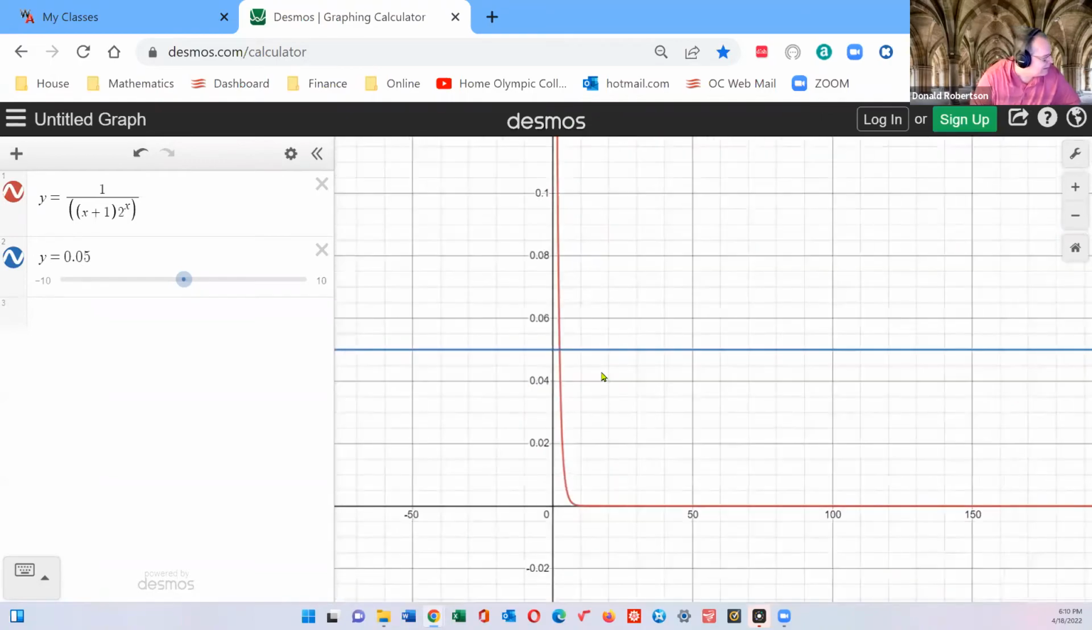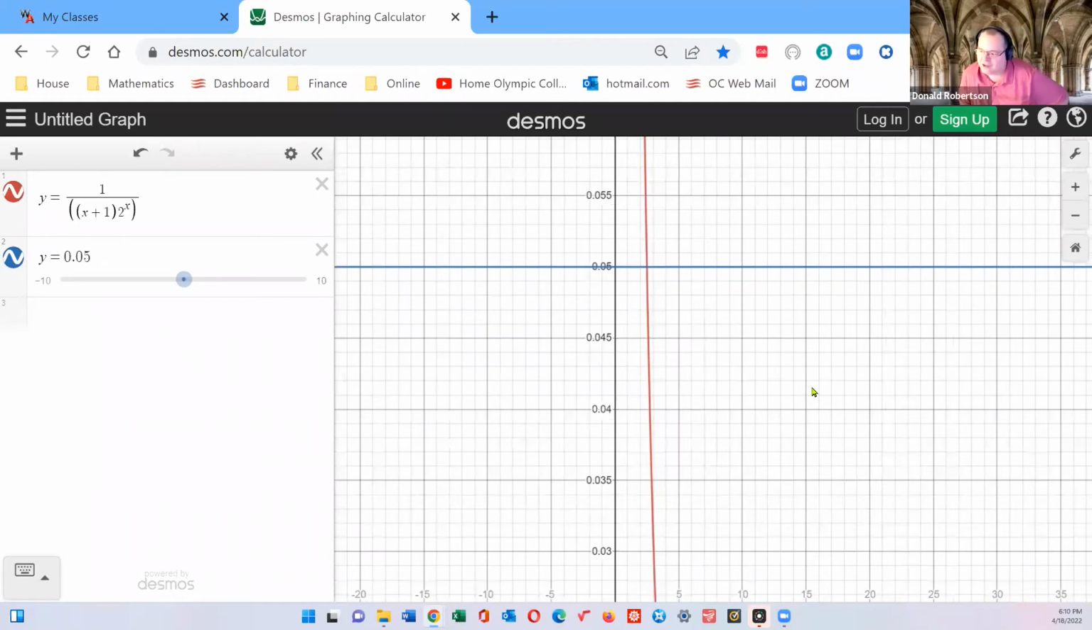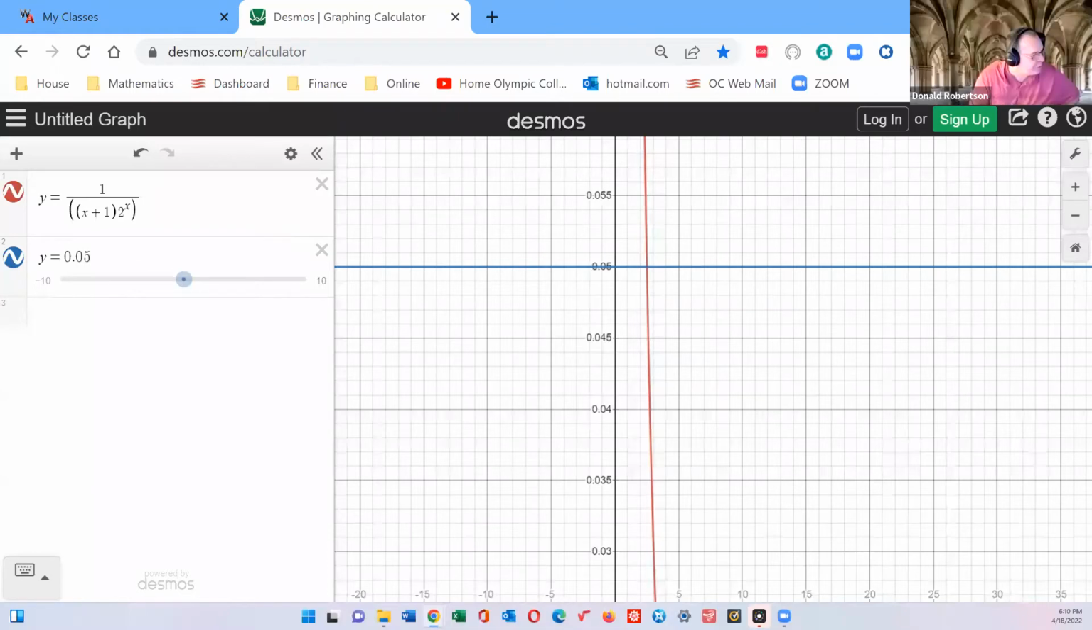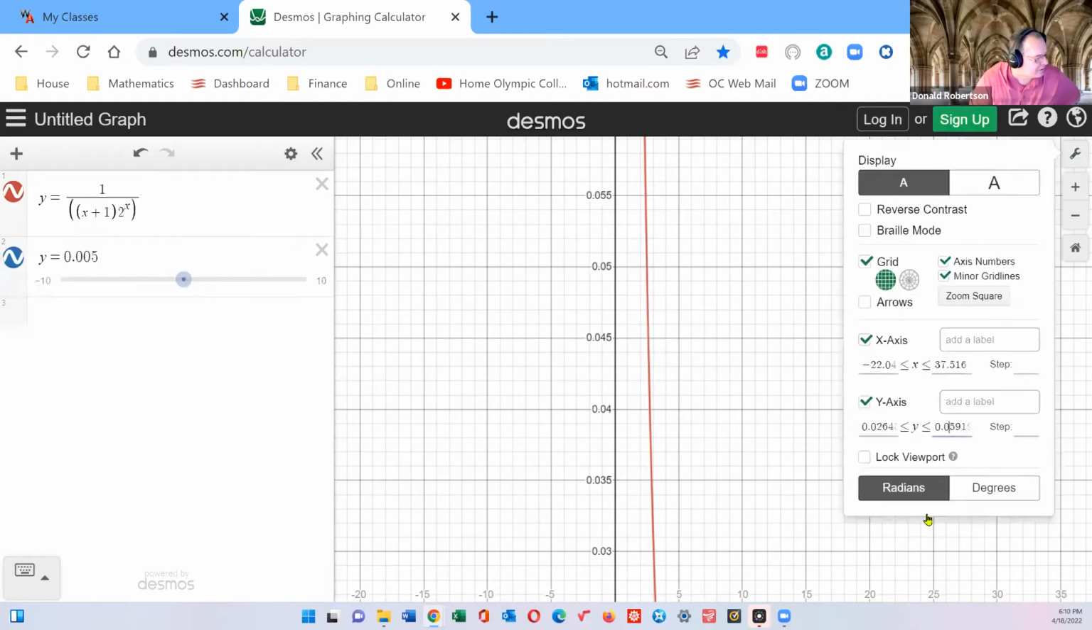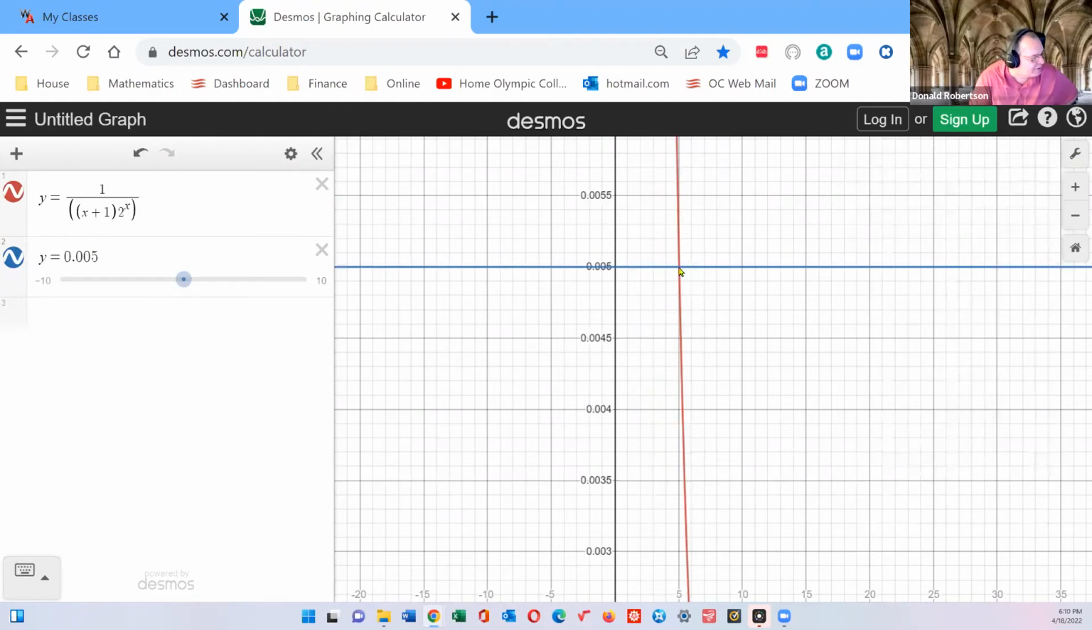And can you see I now have a nice intersection? You see it? You did 0.05 instead of 0.005. Oh, I didn't put 0.05 in. Well, that can be fixed. There we go. And here is the guy. And let's see if I can get a better one. It's 5.048, would you agree?